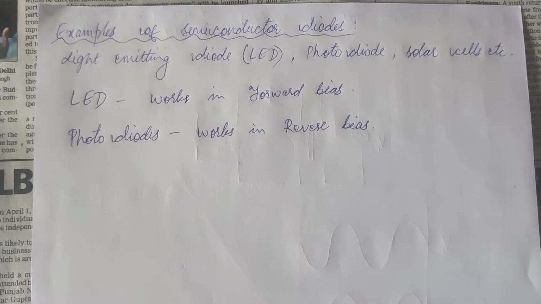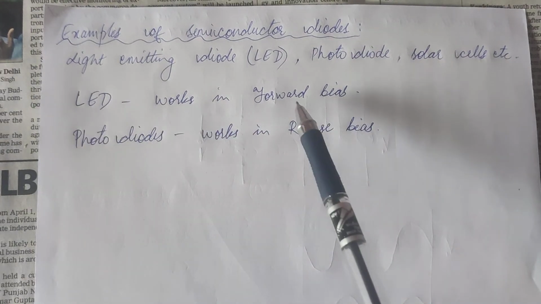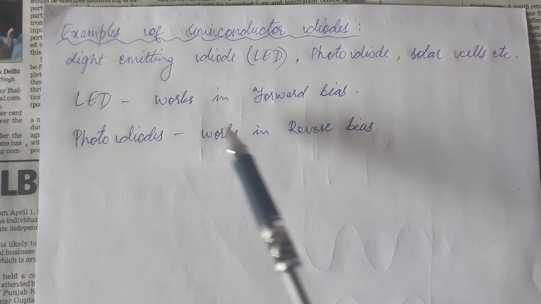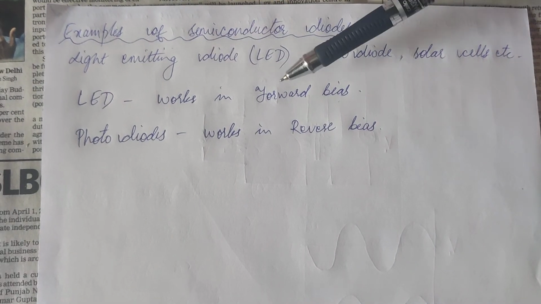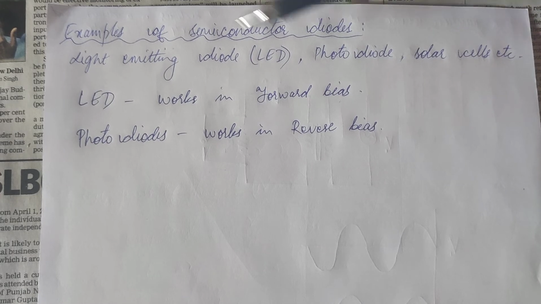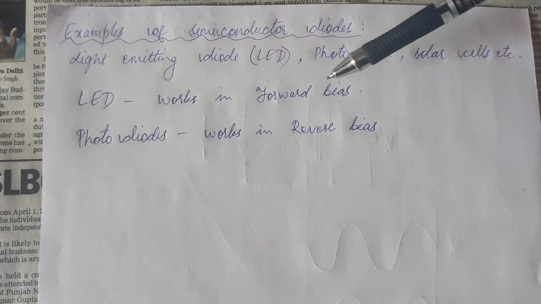Now you just need to remember that an LED works in forward bias. LEDs are things that give out light, television, light bulbs. So anything that gives out light, which is made up of semiconductor, works in forward bias.